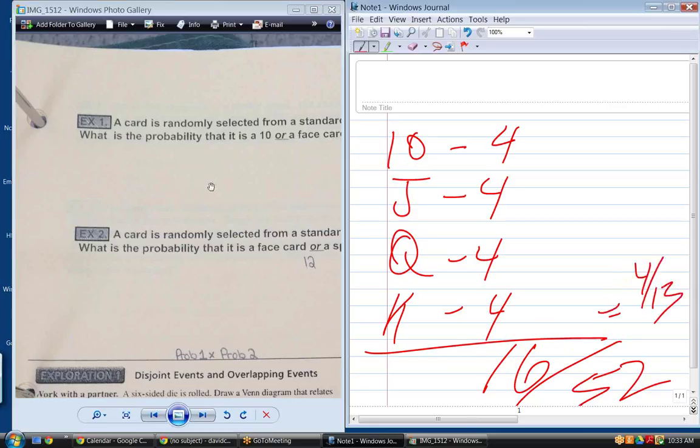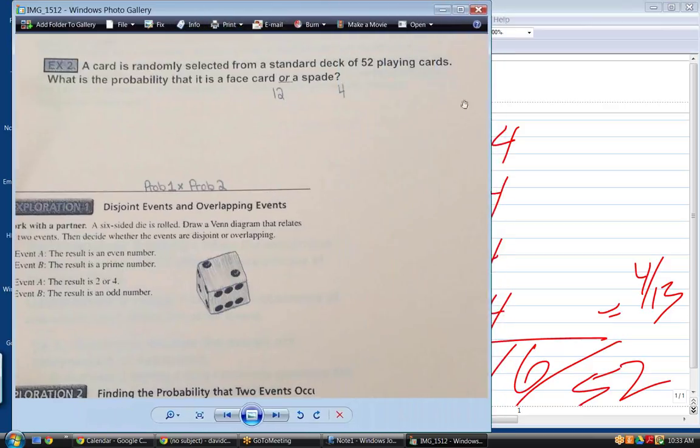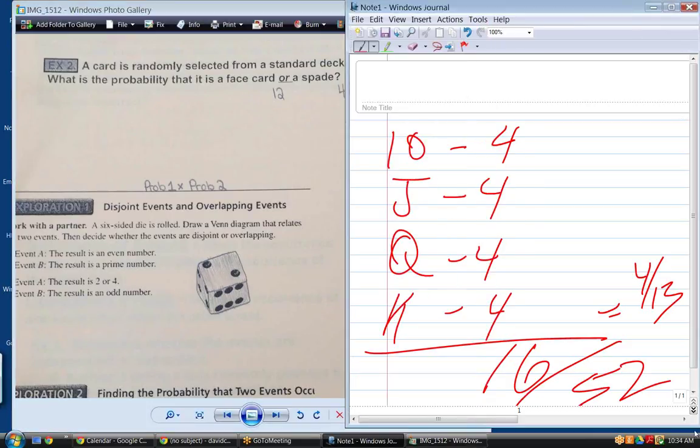Okay. The card is selected. What's the probability that it's a face card or a spade? Yes. How many face cards are there? That's 12. Okay. How many spades are there? It's 4. No, there's... Oh, sorry. That's 12. There's 13 of each suit. Oh, okay. In other words, there's 13 spades, hearts, diamonds, and clubs.